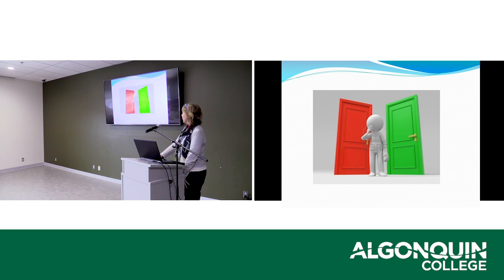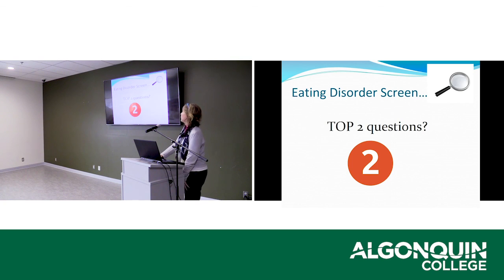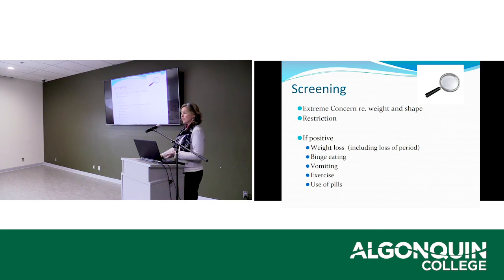So we'll get back to her in a second, but I'll talk about, for those who would be asking screening questions, how would you screen? I'd say it's 2 questions. You just want to screen for extreme concern for weight and shape and the presence of restriction. And if those are negative, then you're done. So it's not a big impact in terms of your initial assessment or meeting someone. And if they're positive, then you're going to want to go through and ask about these things.